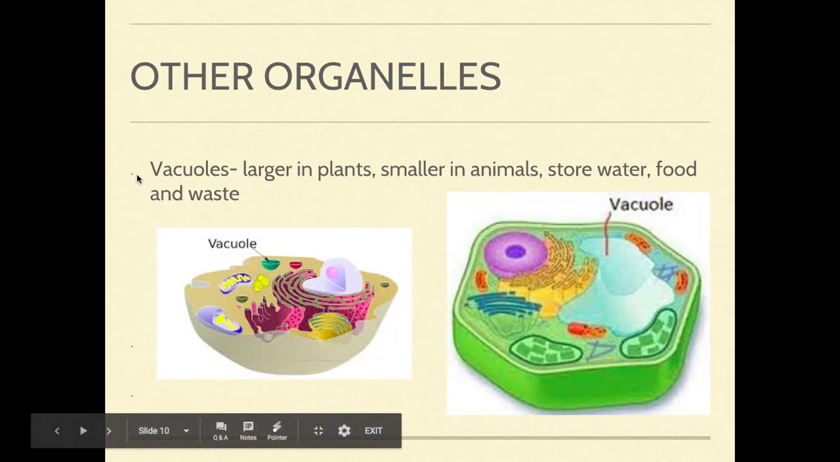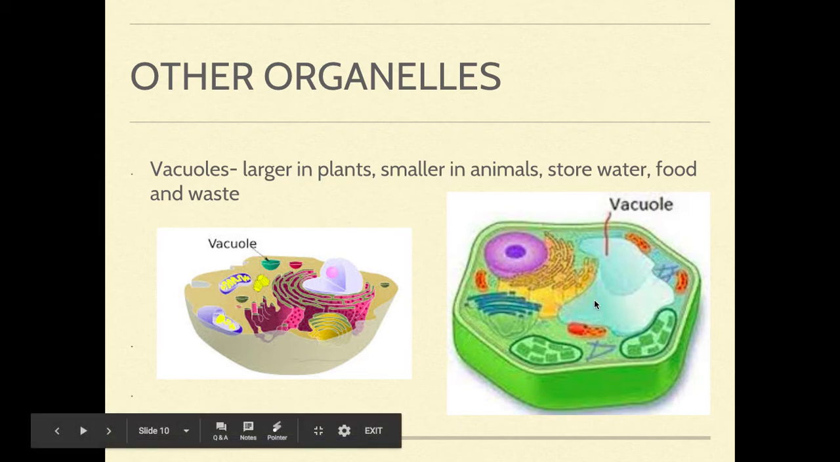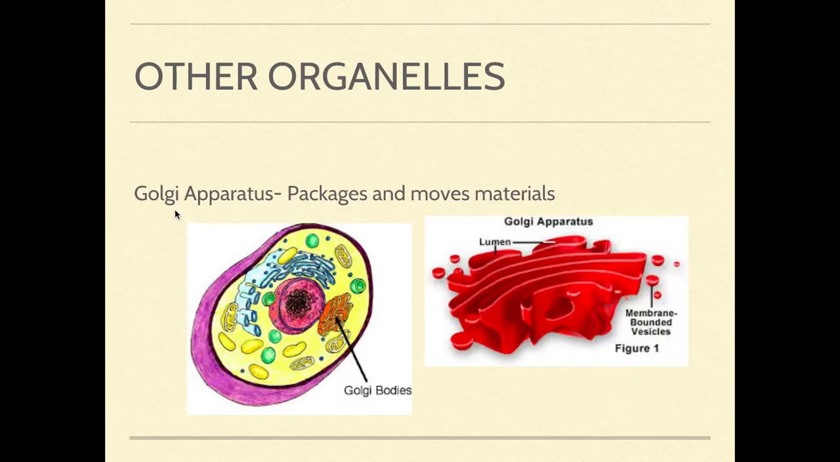Some other ones, vacuoles. So vacuoles are these right here. Here's one in a plant cell. Here's a little one in an animal cell. In plants, they're much larger, and in animals, they're smaller. They store things like water, food, and waste. And in a plant, that's really important because you need water for photosynthesis. So that would explain why you have a large vacuole. So vacuoles hold things.